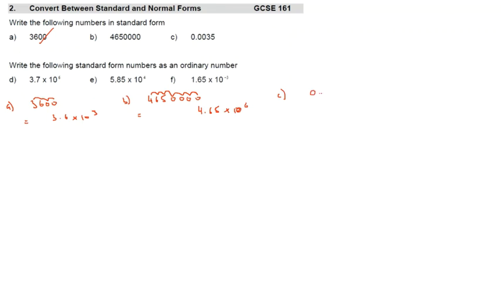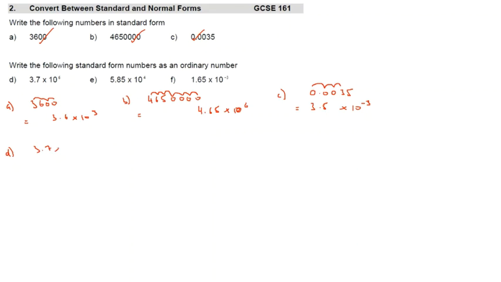And the last one, 0.0035. This time, remember, okay, 3.5 is over here. So if you count the 3, it's actually gone 1, 2, 3 to the right. But if it's gone to the right, remember, then it's a negative power. So it's 3.5 times 10 to the power of minus 3. Done.